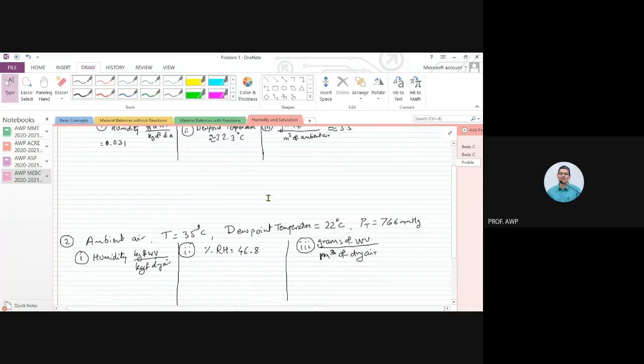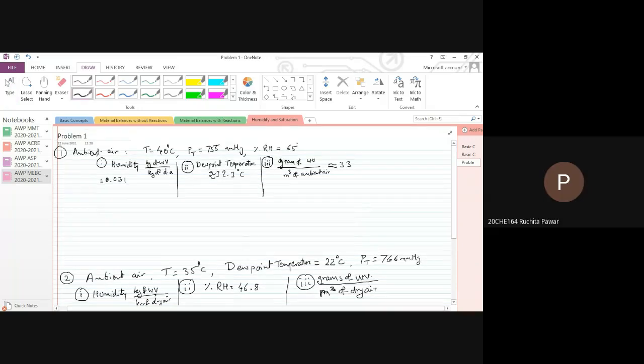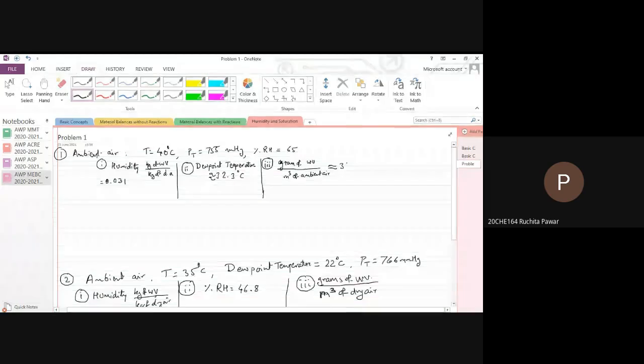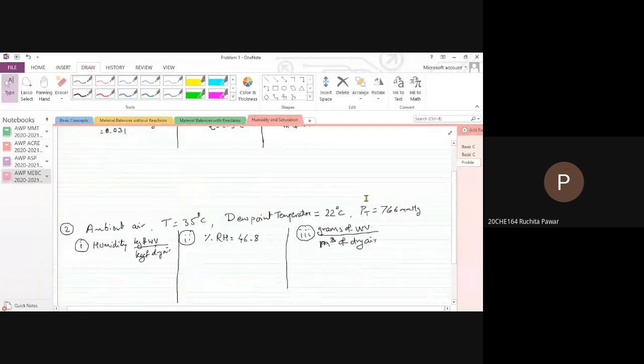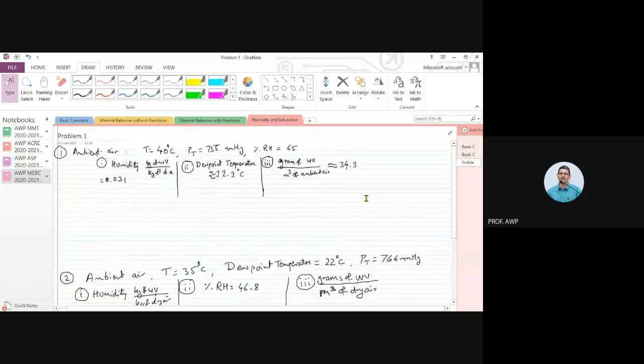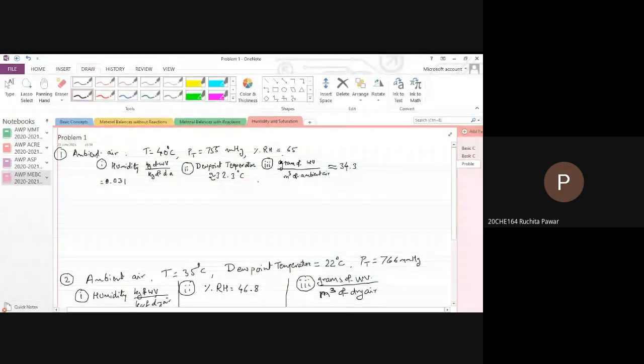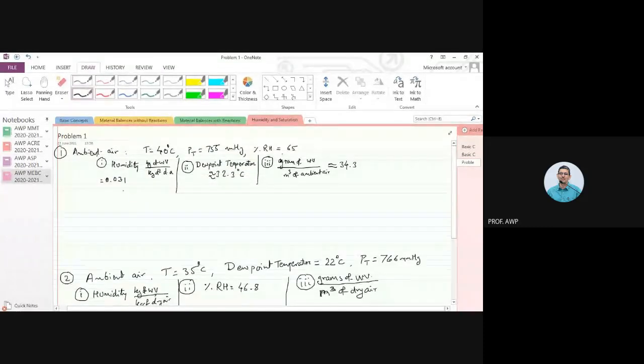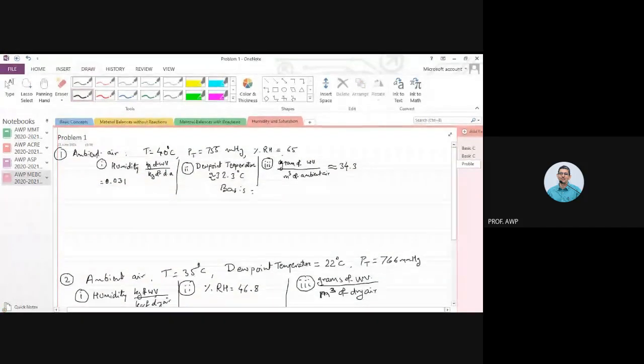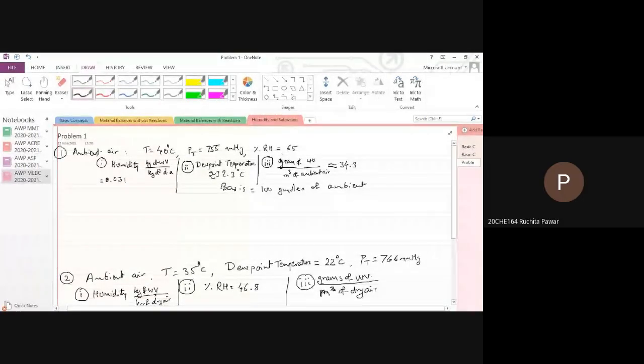Hello, sir. Yeah, got the third one as 34 point something. 34.29. Okay, 34.3. So 34.29 is 34.3. Would you like to tell us how you got this third answer? I took the basis as 100 gram moles, so we'll have 4.7 gram moles of H2O. Basis you have taken as 100 gram moles of ambient air. I got the mole fraction of H2O as 0.047. So how did you get the mole fraction?